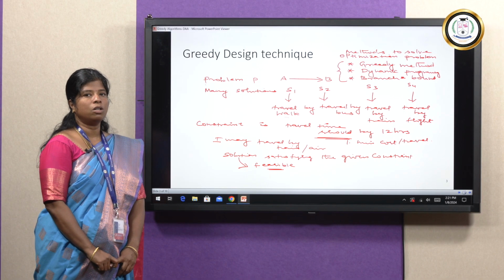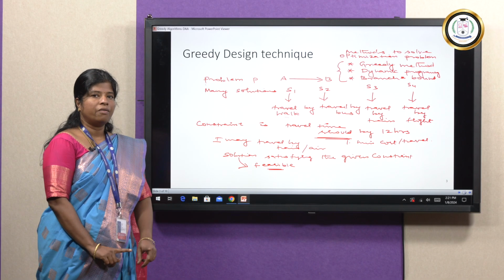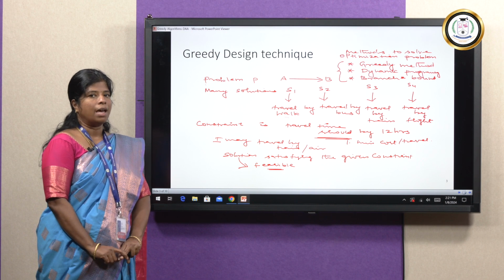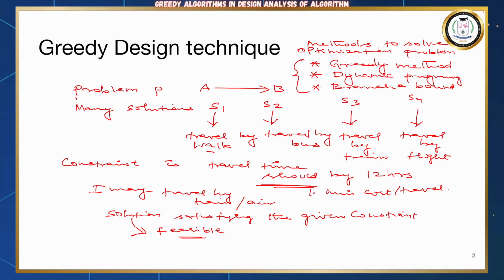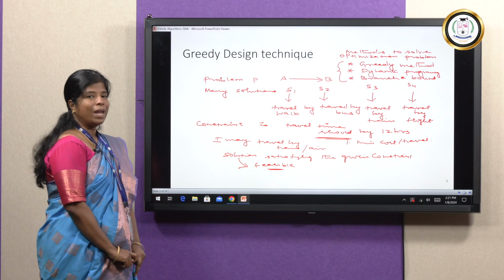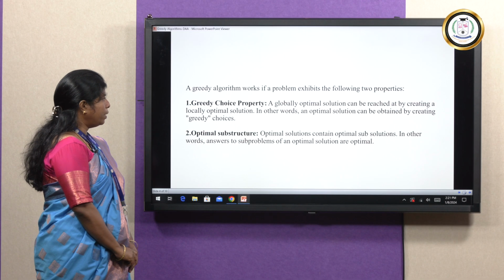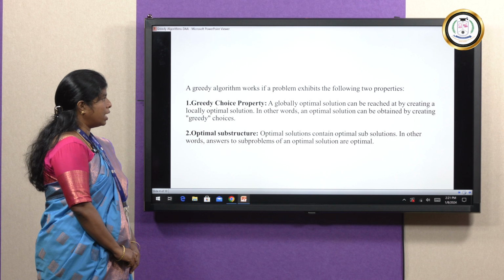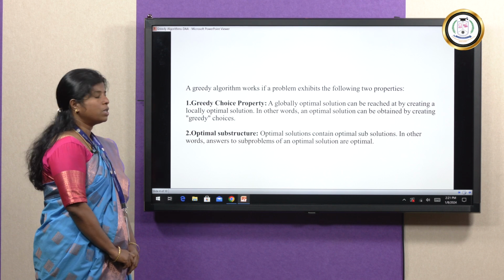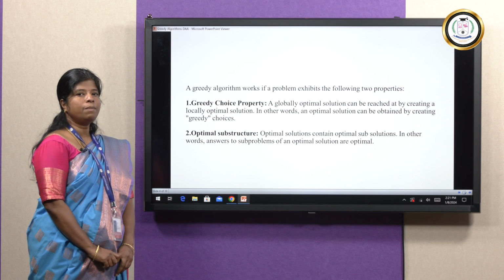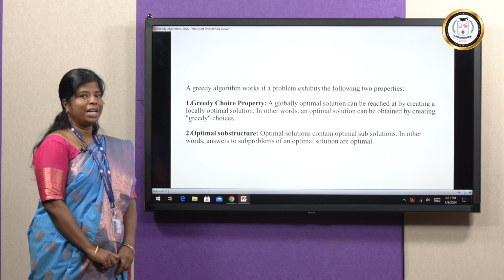So, for this greedy algorithm, mainly we are focusing on feasible solution, constraints and the optimal solution. Here all the 4 solutions are feasible solutions, S2 is the optimal solution and the constraint is 12 hours. So, the greedy algorithm mainly has 2 properties. A greedy choice property. What is meant by greedy choice property? A globally optimal solution can be reached by creating a locally optimal solution. In other words, the optimal solution can be achieved by the greedy choices.